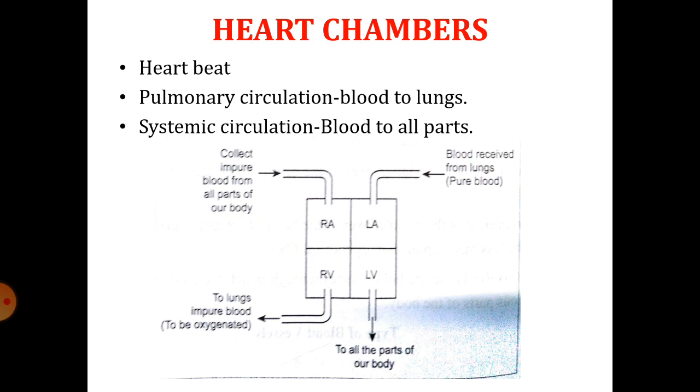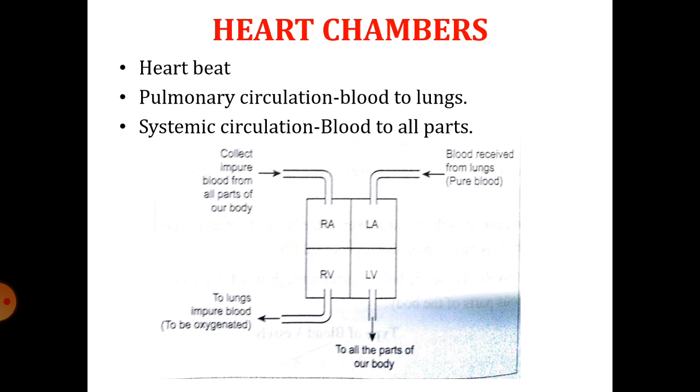So in this slide we are going to discuss in detail the heart chamber and heartbeat. Pulmonary circulation: blood to lungs. Systemic circulation: blood to all parts. It means we have 2 types of circulation, one is pulmonary circulation, the next one is systemic circulation. In pulmonary circulation, the blood is circulated to the lungs, whereas in systemic circulation, the blood is circulated from the lungs to all parts of the body.